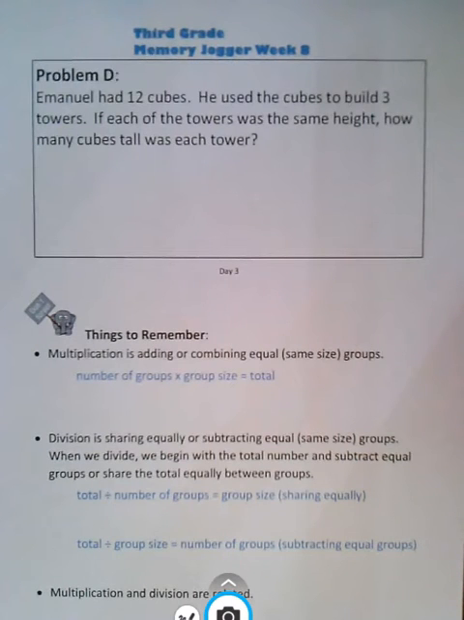Or you can start with the total, divide by the group size, and that will give you the number of groups. That's subtracting out equal groups. Multiplication and division are related.